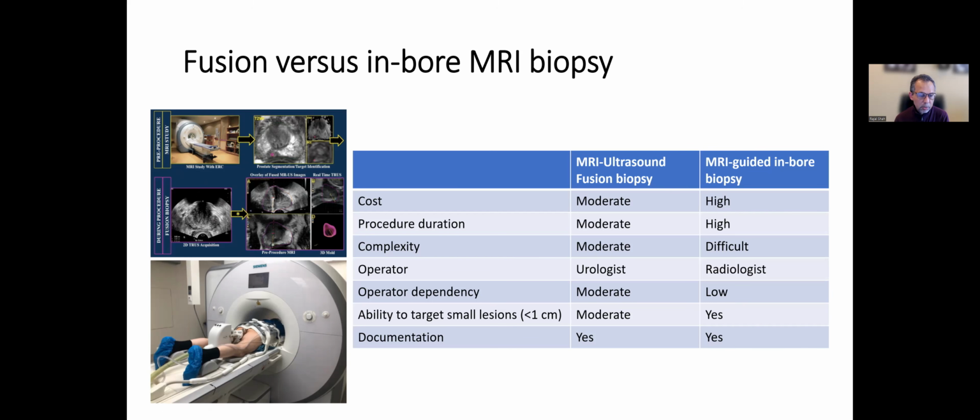So in general, in my experience, MRI-guided in-bore biopsies are still infrequently utilized. Most commonly, what you see is MRI-ultrasound fusion biopsies, in which after taking lesional tissue, standard cores are also taken.